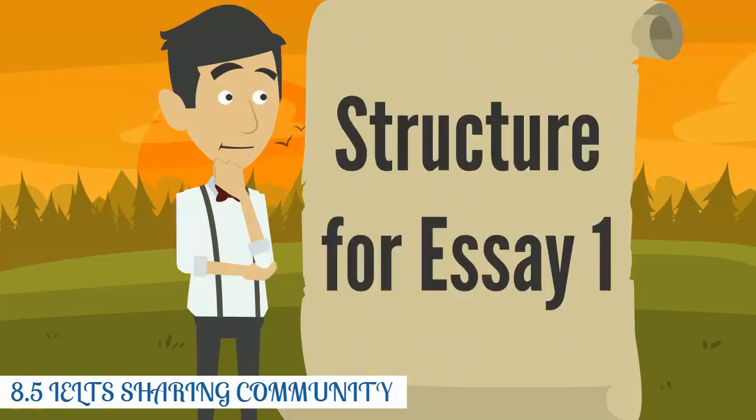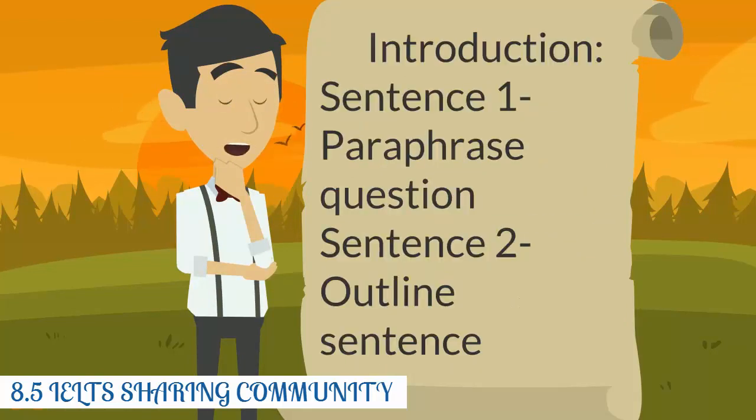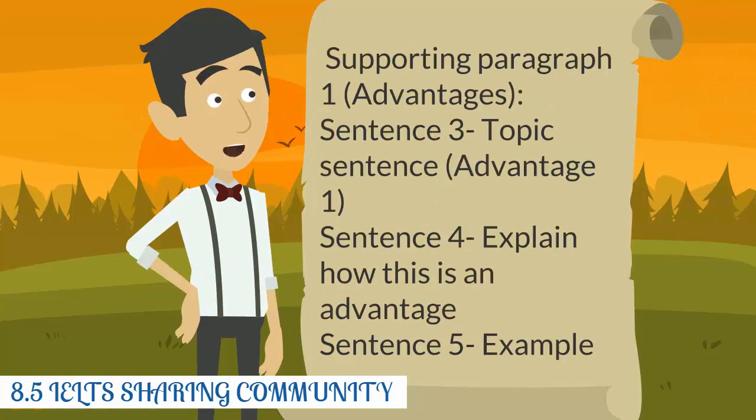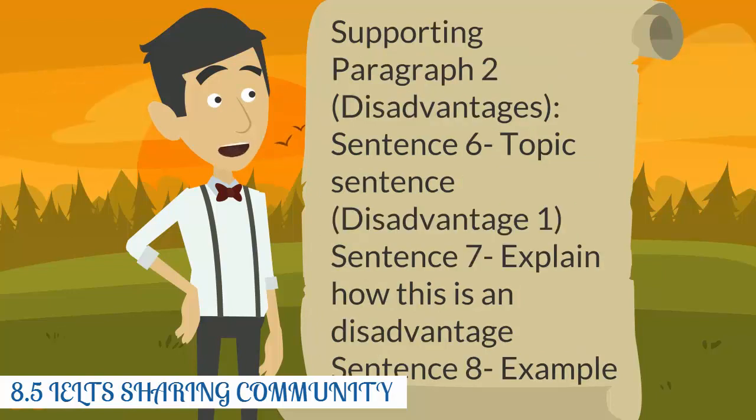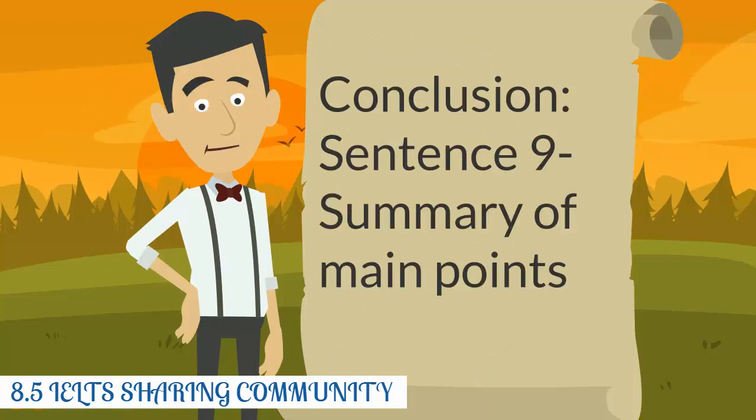Structure for Essay 1. Introduction. Sentence 1: Paraphrase question. Sentence 2: Outline sentence. Supporting paragraph 1, Advantages. Sentence 3: Topic sentence, Advantage 1. Sentence 4: Explain how this is an advantage. Sentence 5: Example. Supporting paragraph 2, Disadvantages. Sentence 6: Topic sentence, Disadvantage 1. Sentence 7: Explain how this is a disadvantage. Sentence 8: Example. Conclusion. Sentence 9: Summary of main points.